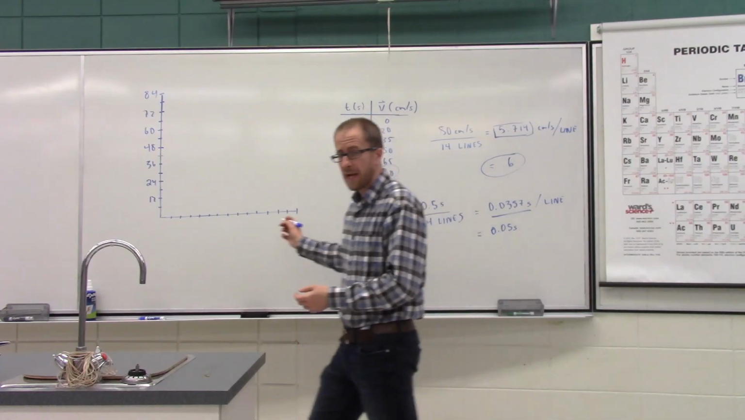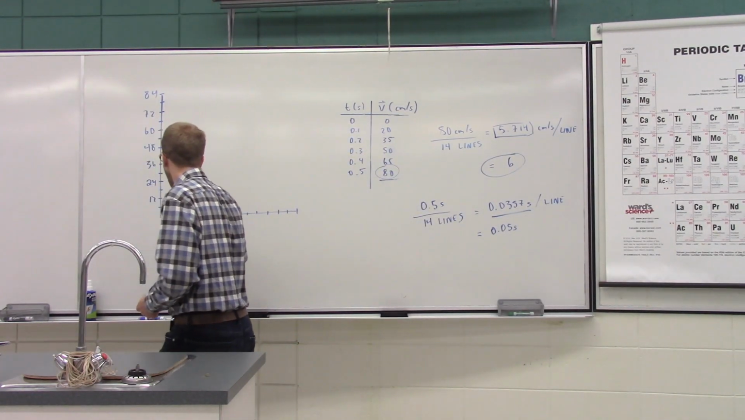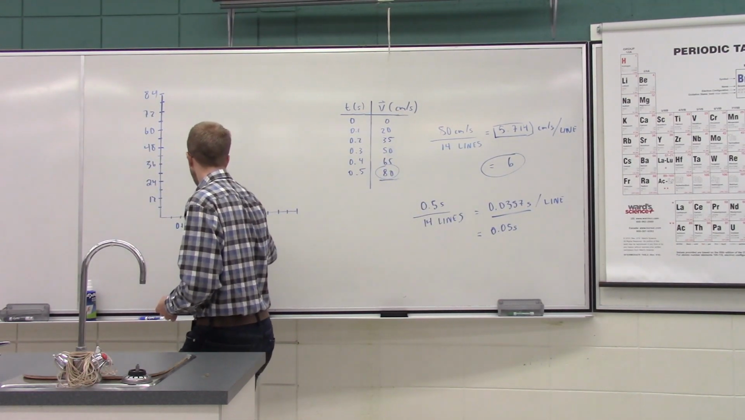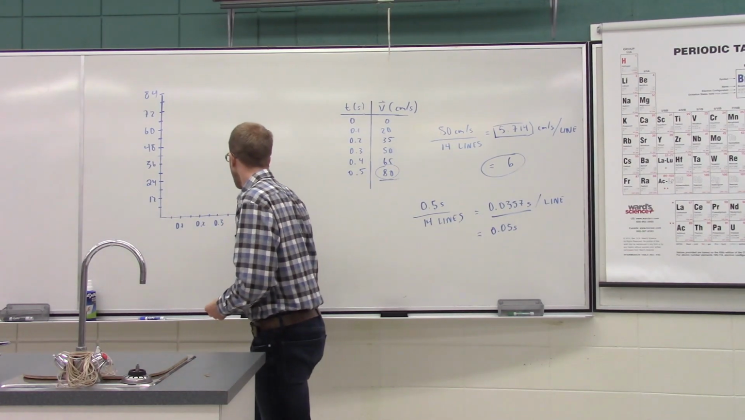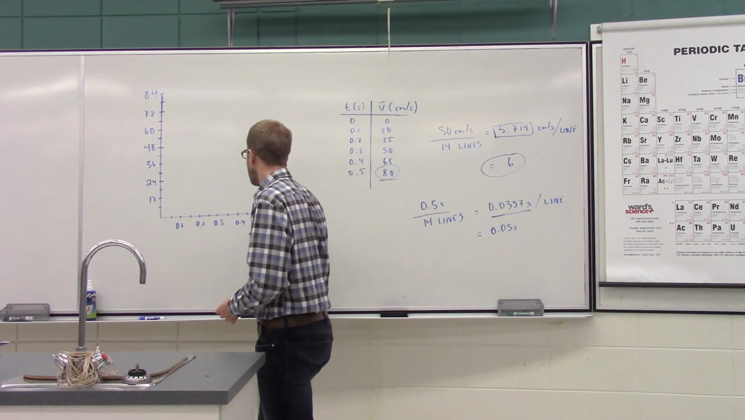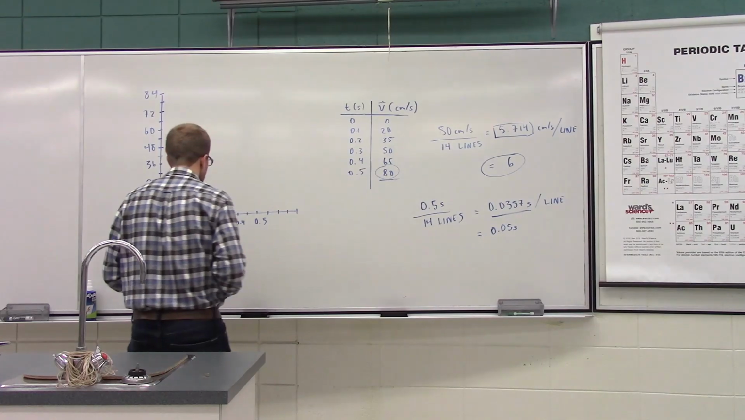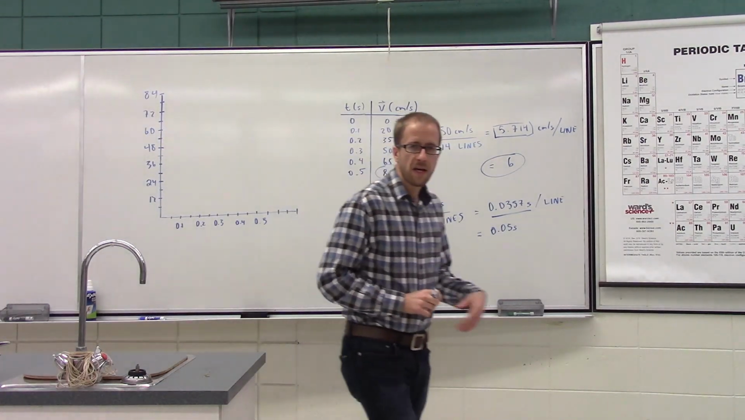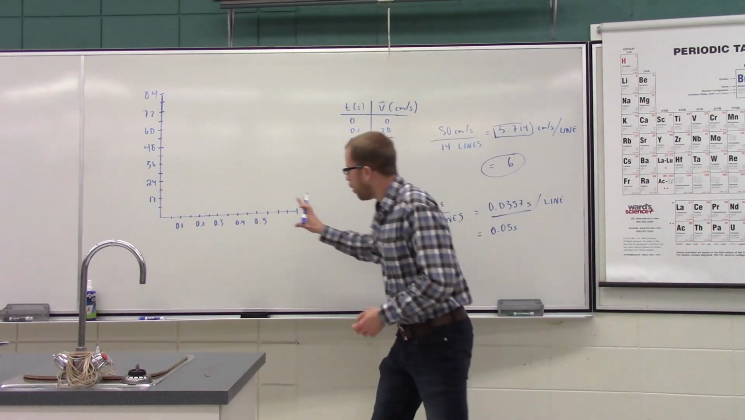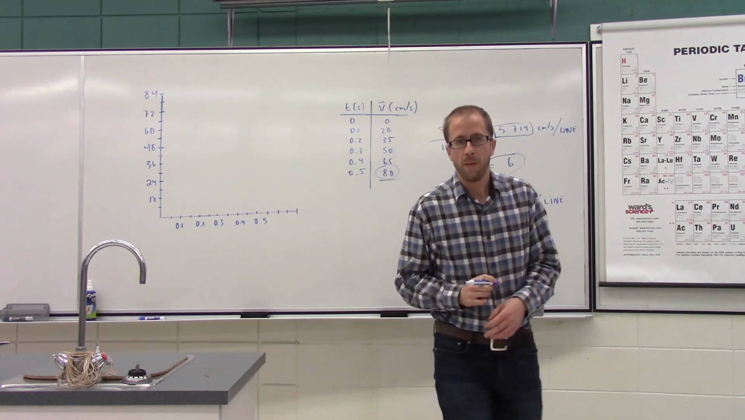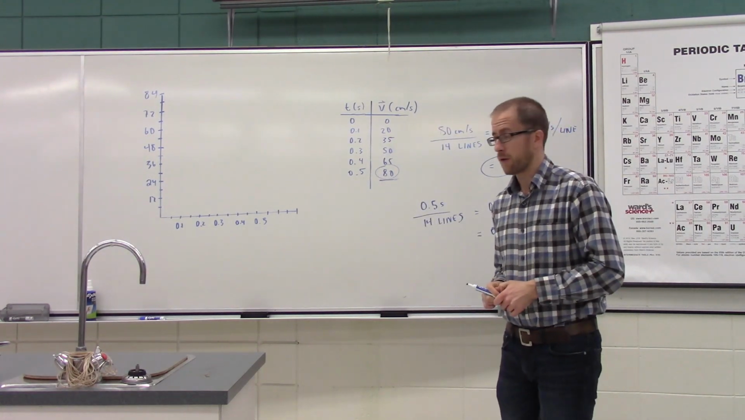So that means every second line would be 0.1, right? 0.2, 0.3, 0.4, 0.5. Now, this doesn't exactly allow us to use our whole graph, but this is the best option given our values.